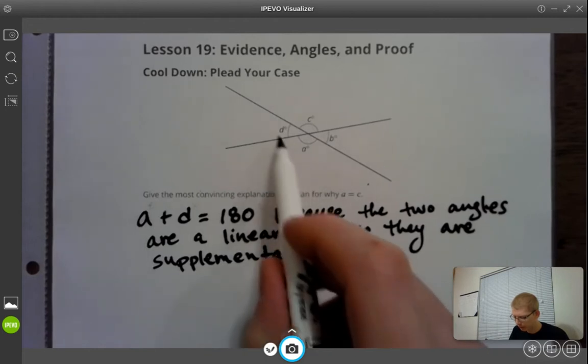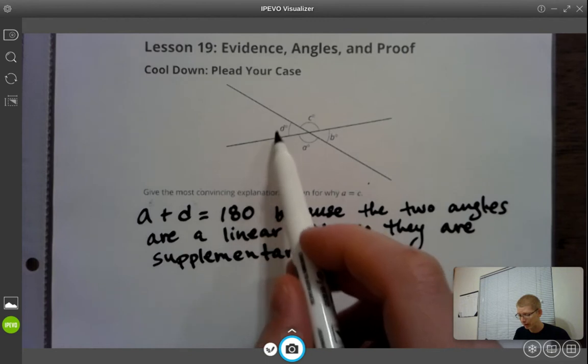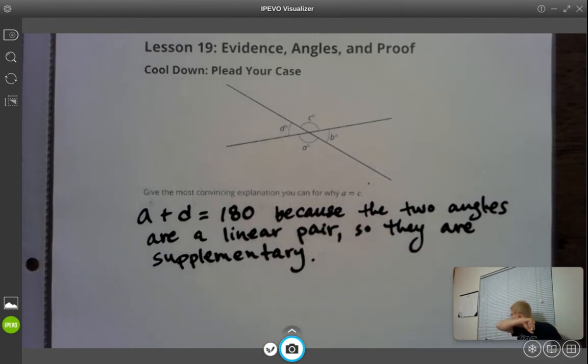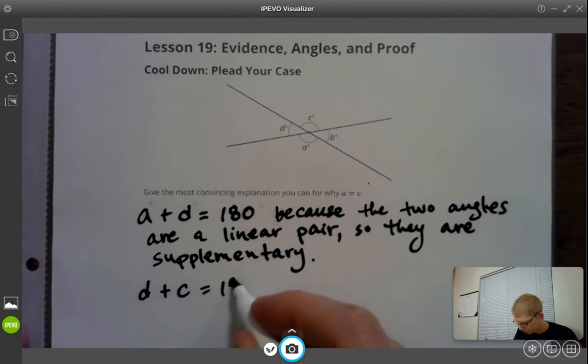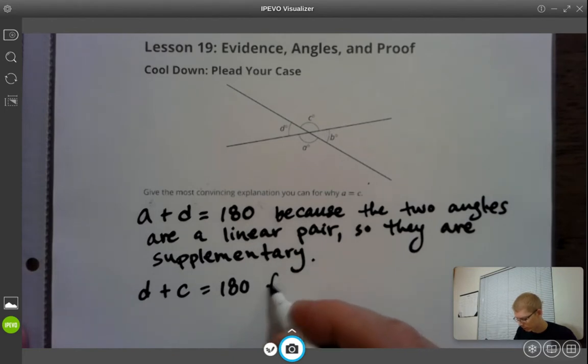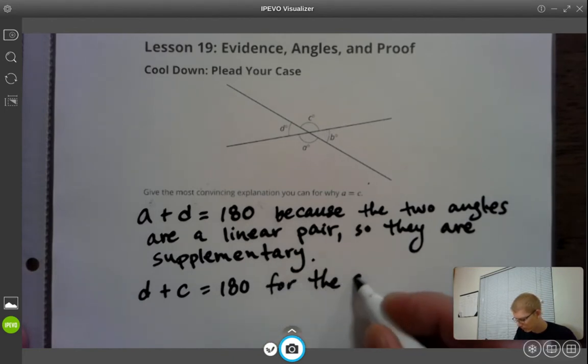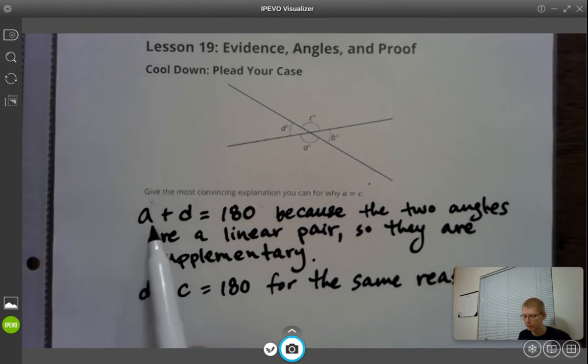So we have these two, A and D. Now we need to include D and C because we need to be able to subtract out this angle. So we're going to do D and C. And then the reason is exactly the same, so we'll say for the same reason. Okay. So now I've got these two equations, A plus D equals 180 and D plus C equals 180.